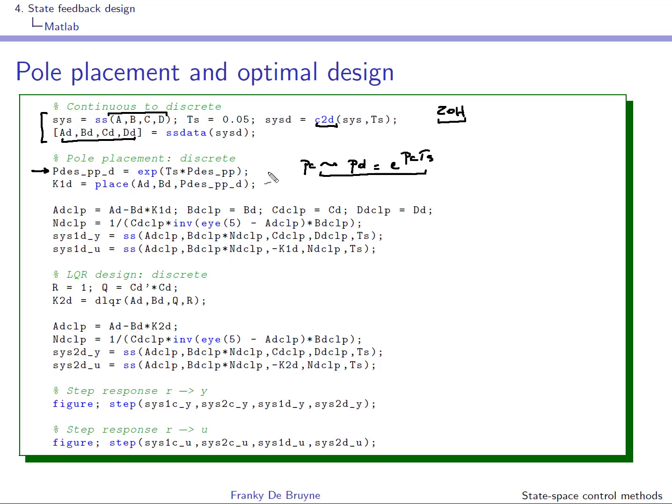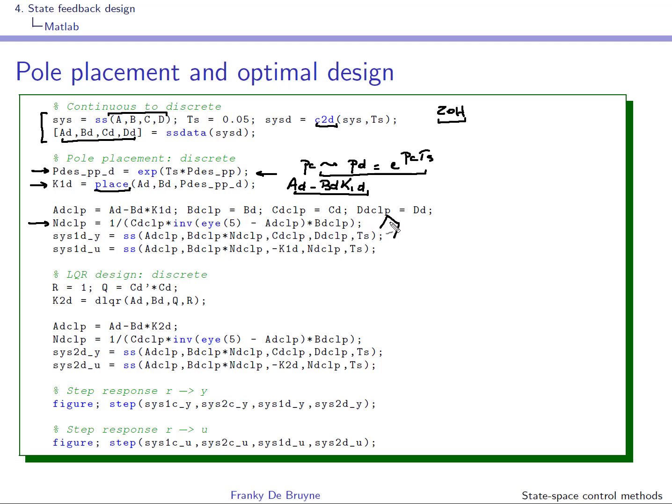This is what is implemented over here, and the place command is exactly the same because you're placing now the poles of AD minus BD K1D. So the place command is used for continuous design and discrete design. Of course, you have to use the corresponding matrices. Once you have K1D, the state feedback, you can compute the feed-forward gain.